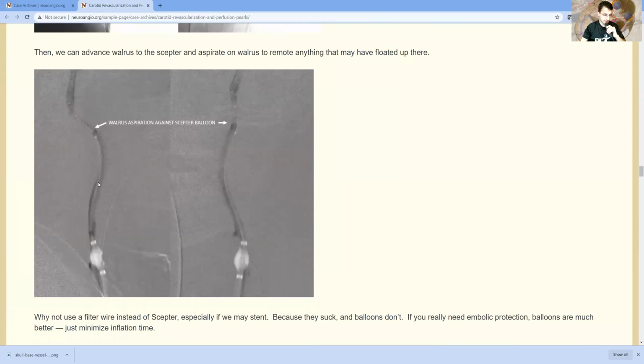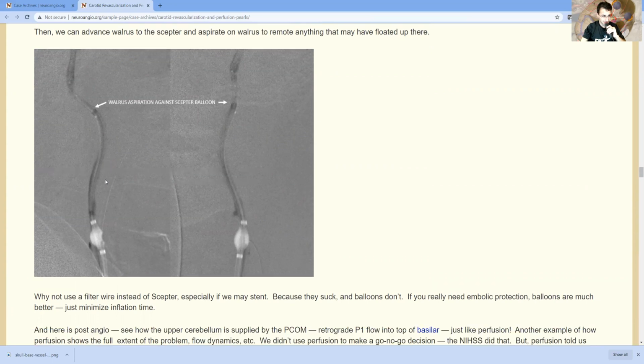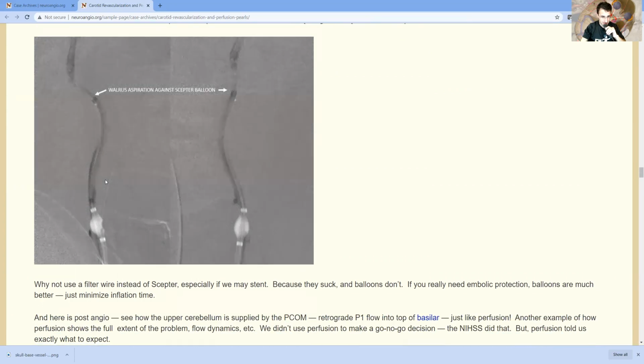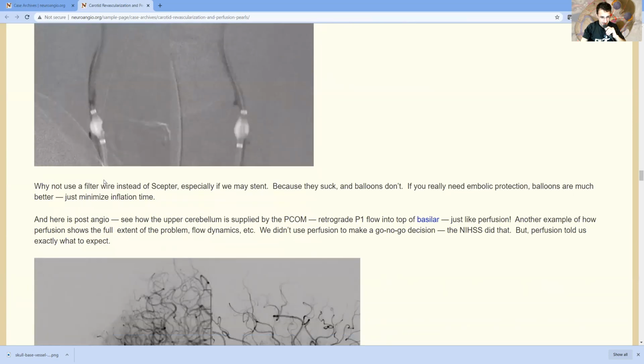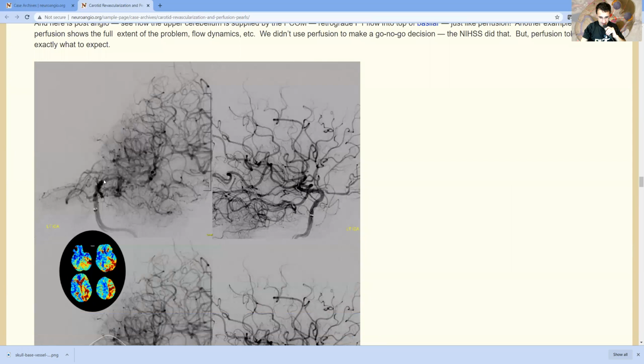Can you use a filter wire for that, because you're thinking you're stenting it? Yes, you can. If you really hate filter wires because they don't really work, then don't use them. Use the balloon instead. Just don't leave it up. Don't inflate it for too long. A couple of minutes, you're probably okay. But filter wire is not our favorite.